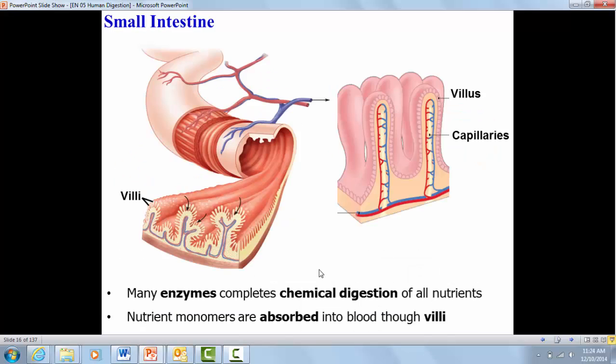Now we're going to talk about a key player in the digestive system, which is the small intestine. Once food leaves the stomach, it enters the small intestine. The small intestine contains many enzymes that complete the chemical digestion of the nutrients. This digestion and this absorption is taking place at the villi. So the villi are these tiny protrusions from the lining of the small intestine. Underneath the protrusions are these layers of capillaries where the nutrient monomers are going to be absorbed into the bloodstream.